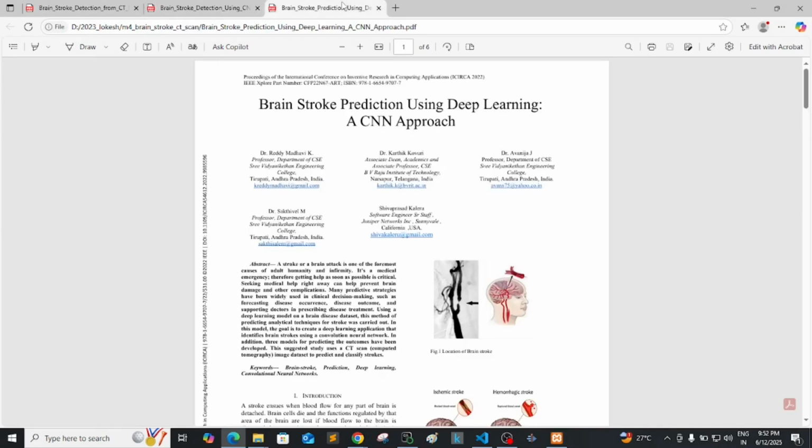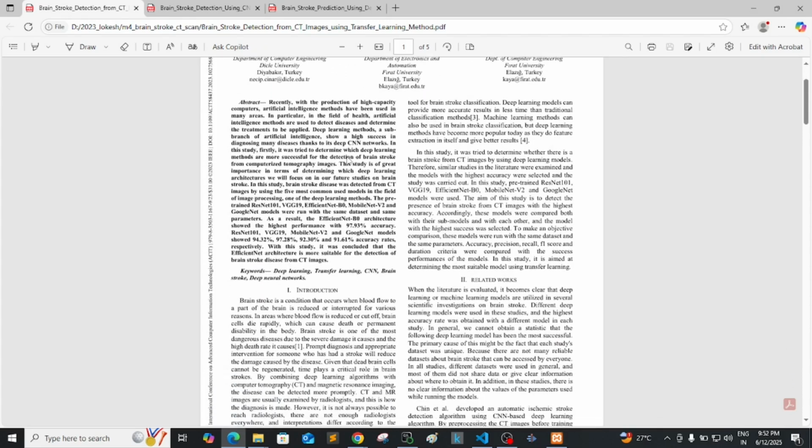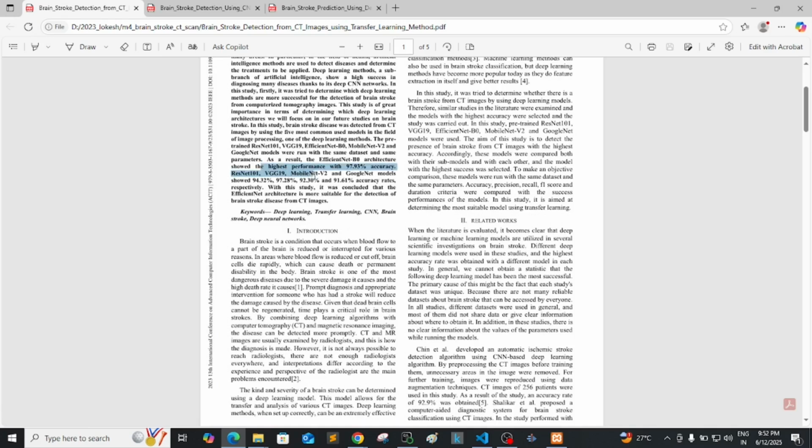We will discuss these papers one by one. We already studied these papers and made proper documentation, so I'll be showing you all the things here itself. You can see the accuracies they are mentioning: 94, 97.28, 92.30, 91.61, different accuracies for the different models that this particular paper is discussing.